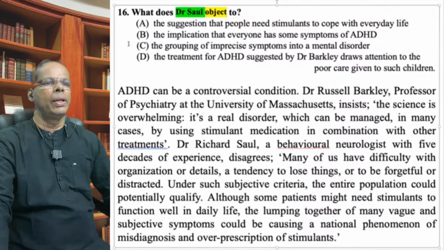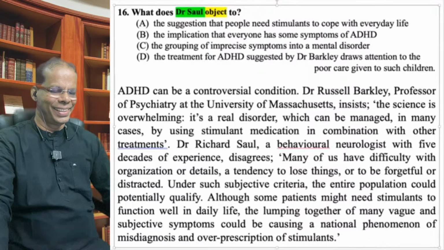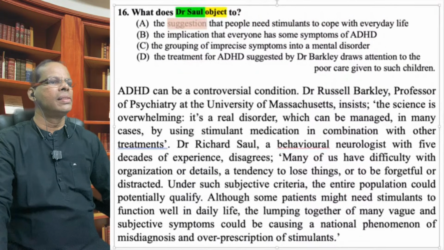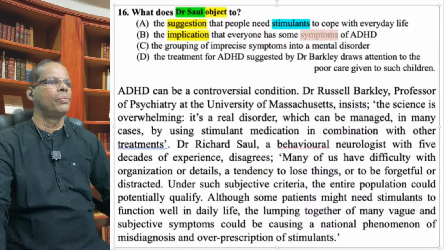Now, option A: the suggestion that people need stimulants to cope with everyday life. What is the hedging word? Smile and read, then you will find it. Suggestion, stimulants. The next option, B: the implication that everyone has some symptoms of ADHD. Implication, symptoms of ADHD.